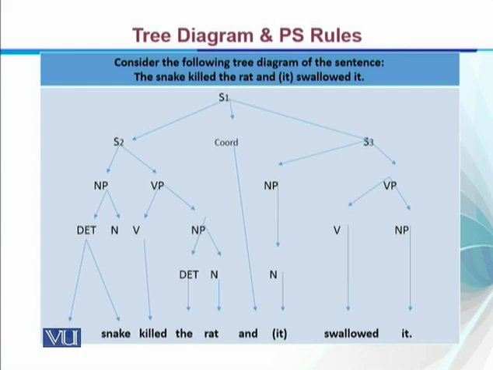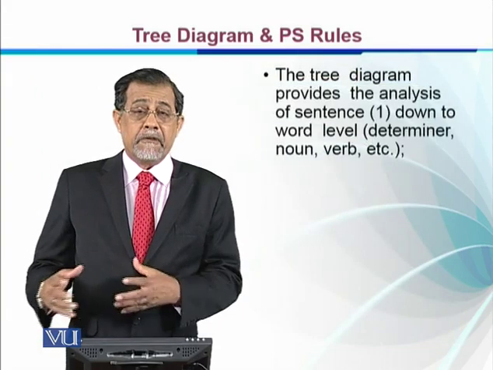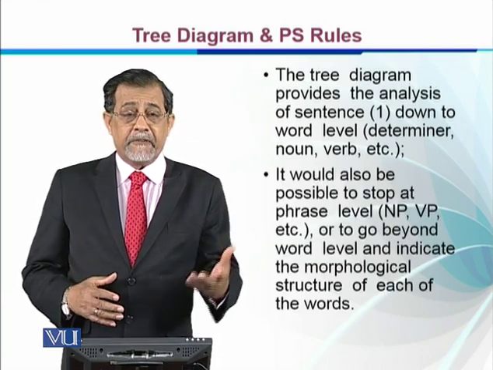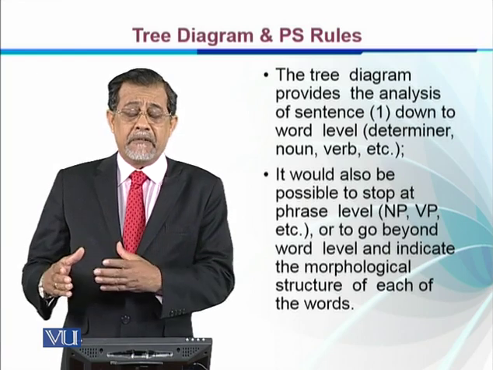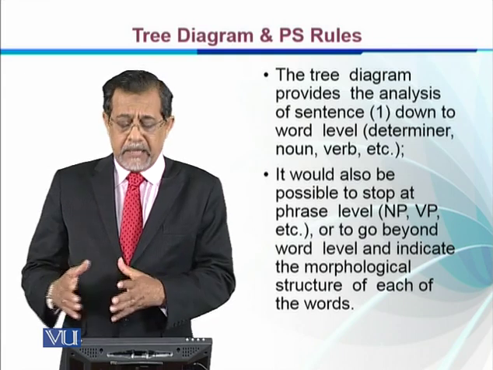Like square brackets, we can easily know which constituent is which in this sentence, which is a noun phrase, a verb phrase, and we can also go down and know which are lexical items and which are grammatical items. The tree diagram provides the analysis of sentence 1 down to word level: determiner, noun, verb, etc. It would be possible to stop at phrase level, noun phrase and verb phrase, or to go beyond the phrase level to determiner and noun.